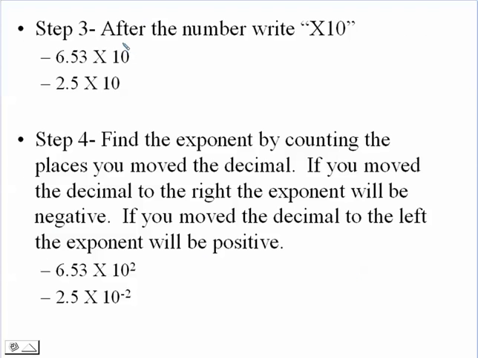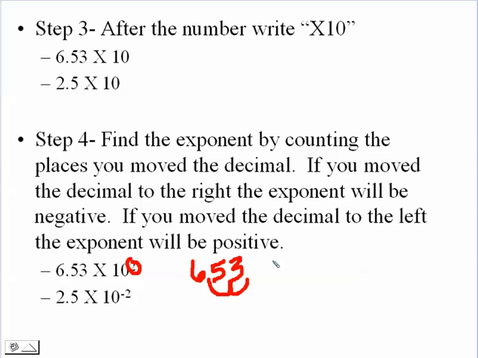Next step, we write after the number times 10. So we have written 6.53 times 10 and 2.5 times 10. That's very easy. All you have to do is write times 10. Step 4. You find the exponent by counting the places you have moved the decimal. In this first number, the original number was 653, and the decimal was originally there, and we have moved it 2 places. So that's where you get this exponent of 2.